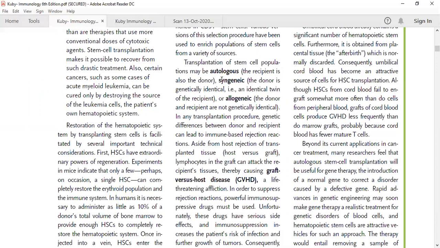Syngeneic means they are genetically identical. Sometimes identical twins have the same genotype. So we can transplant either hematopoietic stem cells or some graft or organs between two individuals which are genetically identical, meaning they have the same genes. Allogenic means the donor is an individual of the same species but does not have exactly the same genes. It is human, but not directly related to the recipient.